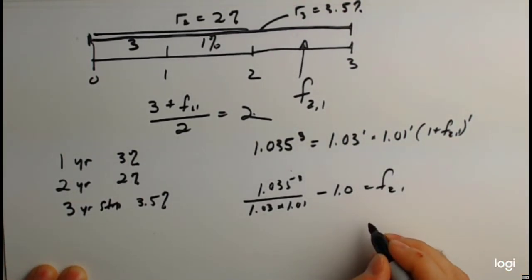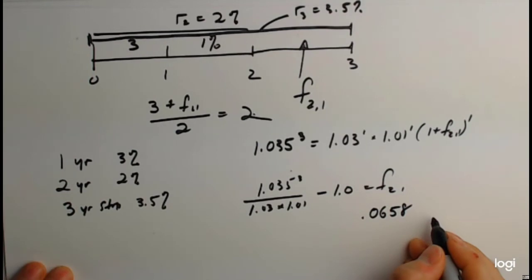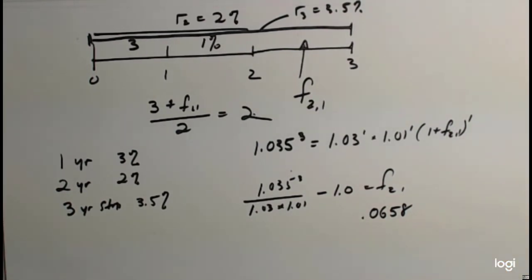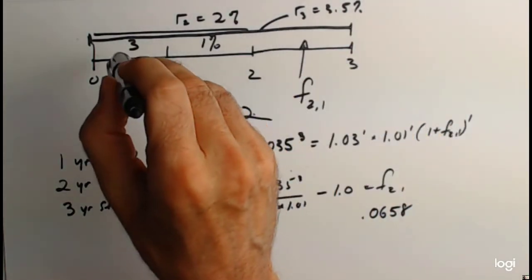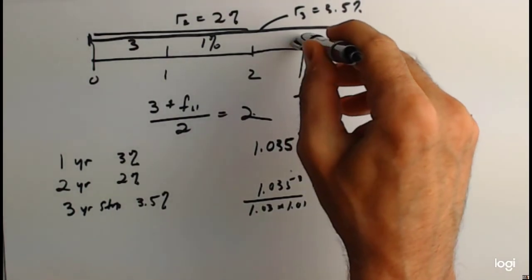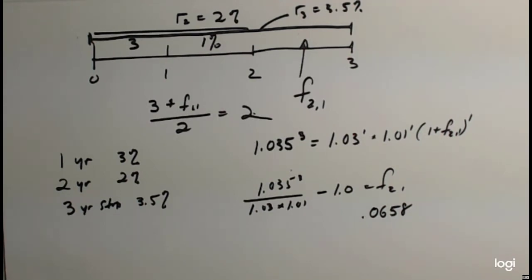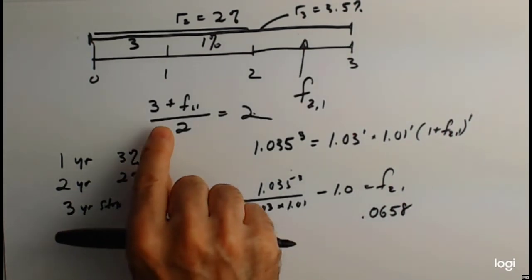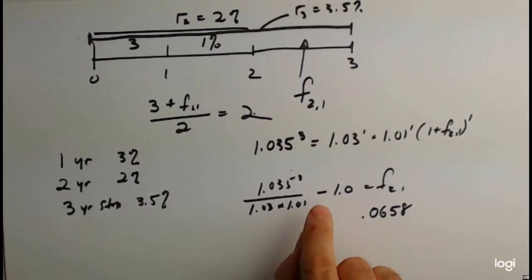And that comes out to be 0.0658. I will leave it to you to figure out that this is the missing component to the average of 3.5. How do you get 3.5? You take 3 plus 1 plus 6.58 and divide by 3 periods to come up with an average of 3.5%, or close to it. Because remember, when you divide out this way, you're doing an arithmetic average versus geometric averages. It'll be slightly different, but pretty darn close.